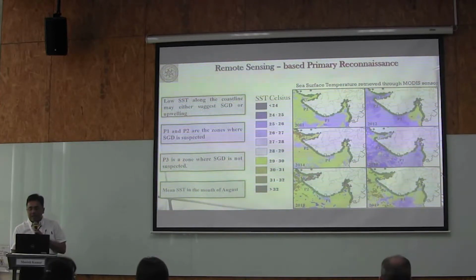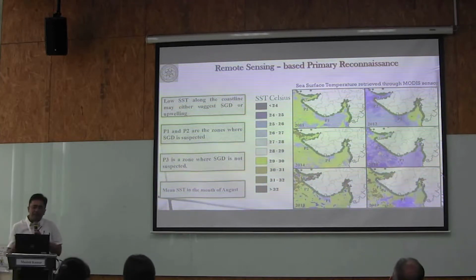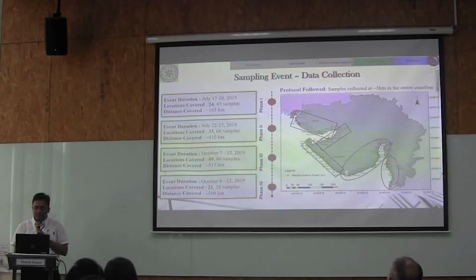Maybe P1 and P2 are the places where SGD is occurring, because you can see the temperature difference from the rest of the sea surface. P3 also has a temperature difference, but probably it is the reverse of submarine groundwater discharge. So first we looked at the groundwater fluctuation, then the surface water temperature.